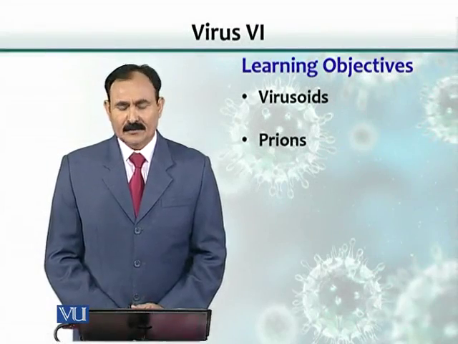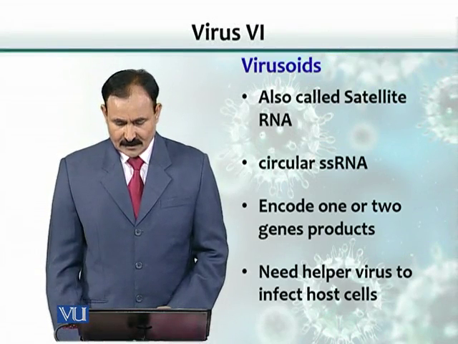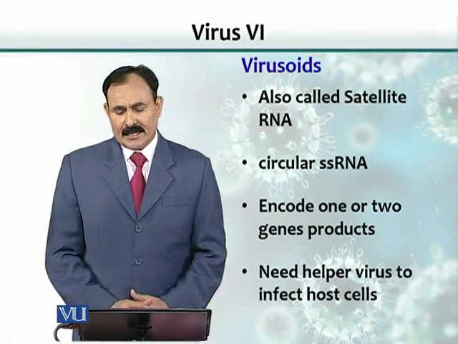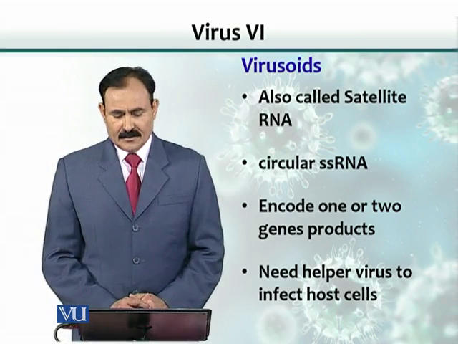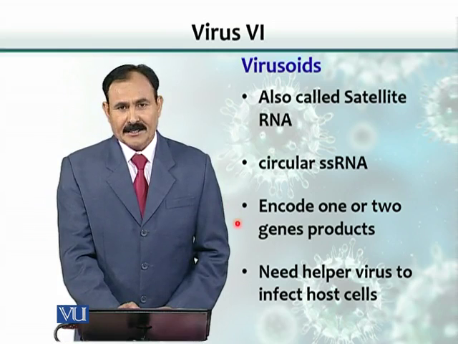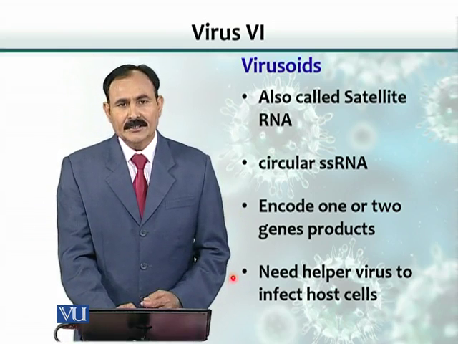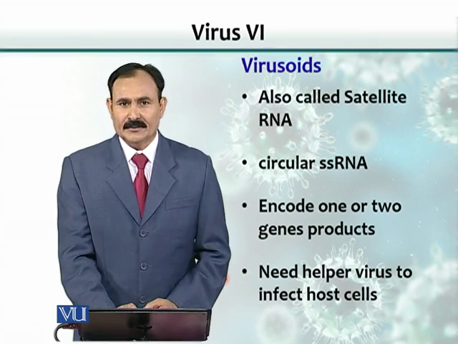Learning objectives include virusoids and prions. Virusoids, they're also known as satellite RNA. They're circular, single-stranded RNA viruses. They can encode one or two gene products, and they also need helper viruses to infect host cells.